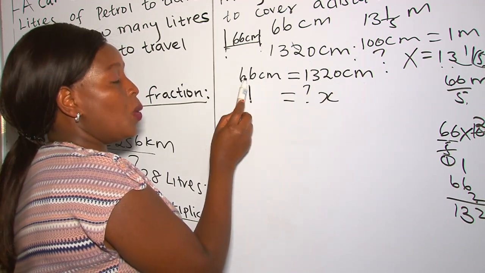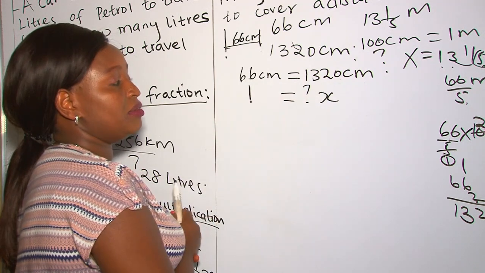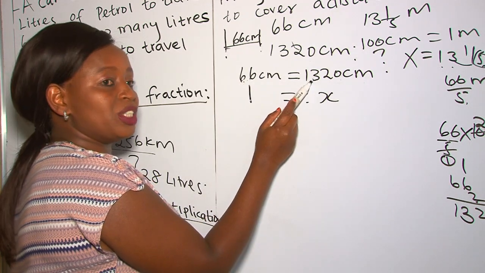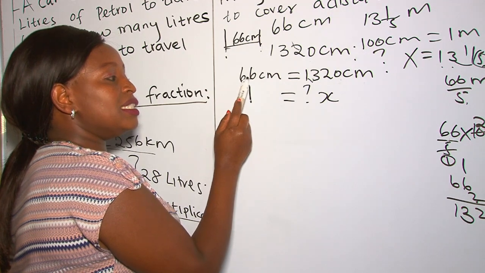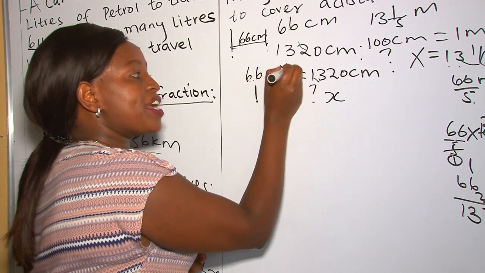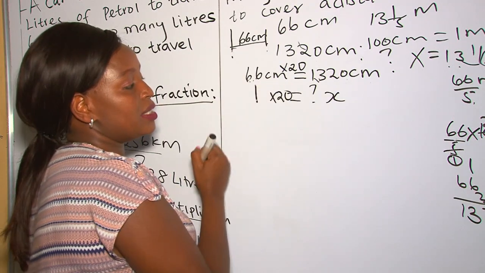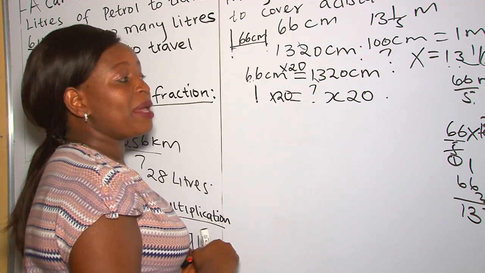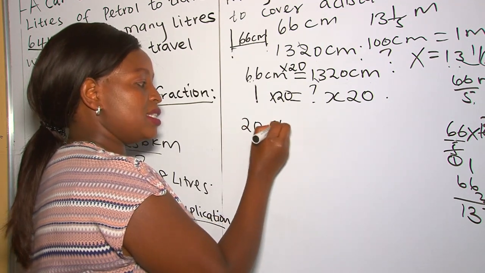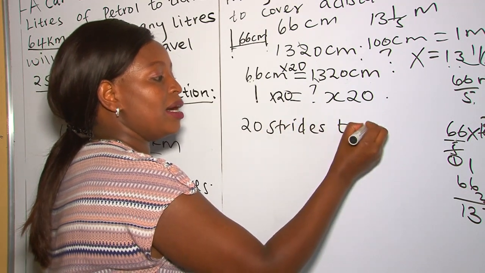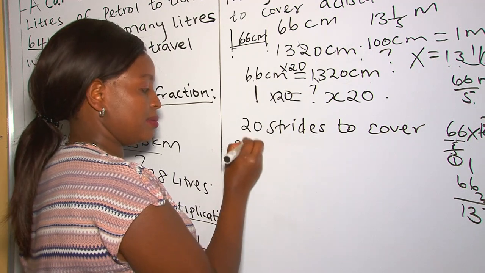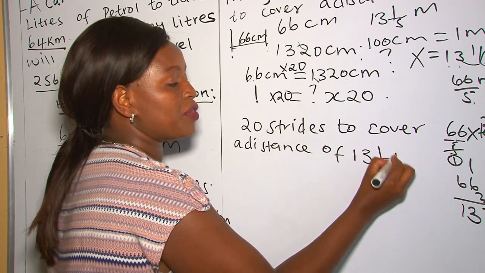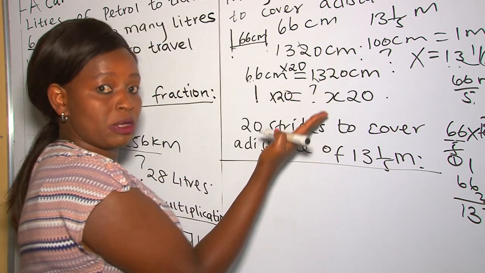Therefore, you ask yourself, what did he do here to get 1320? So 66 times 2 is 132. So 66 times 20 is 1320. So here times 20 and here times 20. So 1 times 20 is 20. So therefore, this boy made 20 strides to cover a distance of 13.5 meters. That is according now to equivalent fractions.